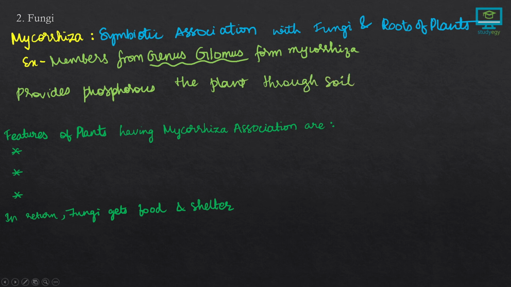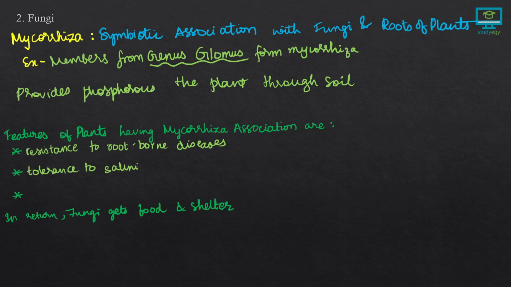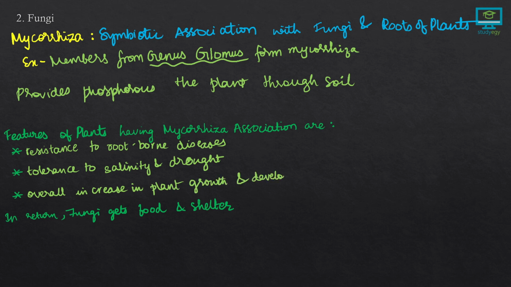As this is related to the plant, the plants which have mycorrhizal association show specific features such as resistance to root borne diseases, tolerance to salinity and drought, and overall increase in plant growth and development. So the fungus helps in these three features for the plant. In return, the fungus gets the food and shelter from the plant.